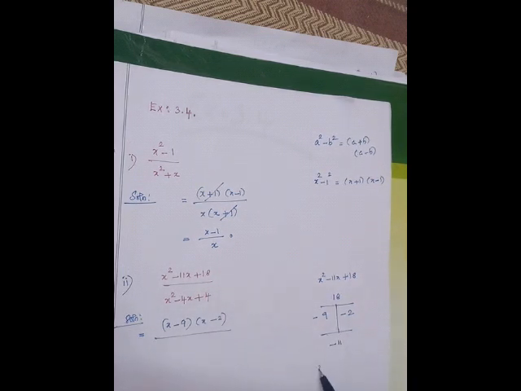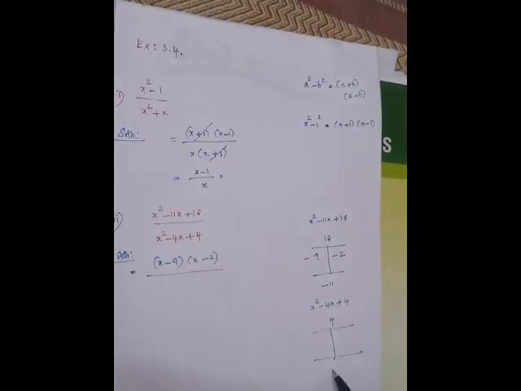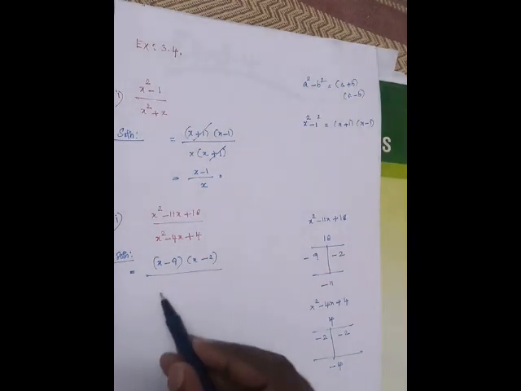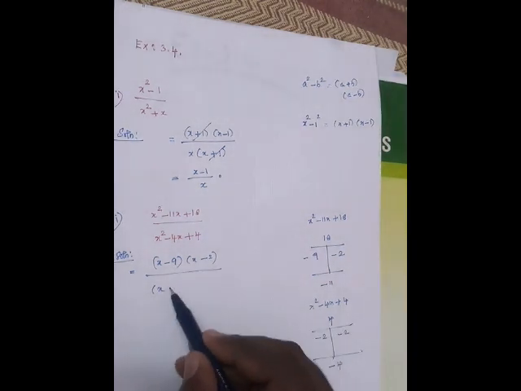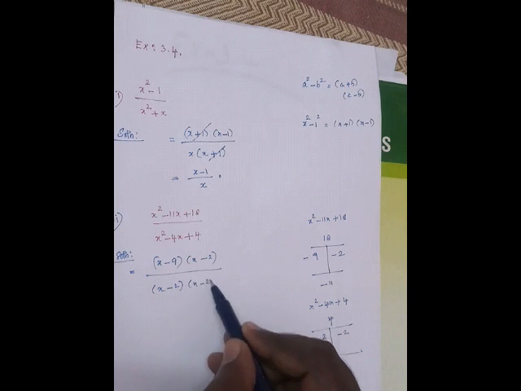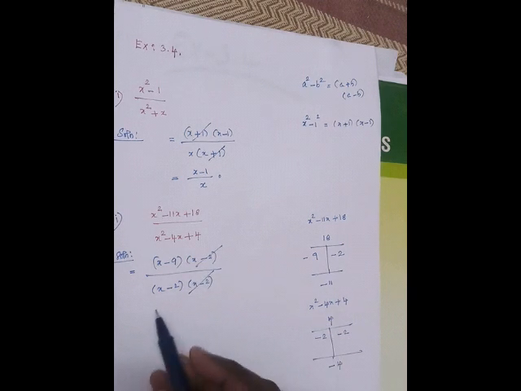The second one, x square minus 4x plus 4. The product of two numbers is equal to 4, and the sum of the same two numbers is equal to minus 4. Minus 2 and minus 2: minus 2 into minus 2 is equal to plus 4, and minus 2 minus 2 gives minus 4. So x minus 2, x minus 2. The x minus 2 will be cancelled.